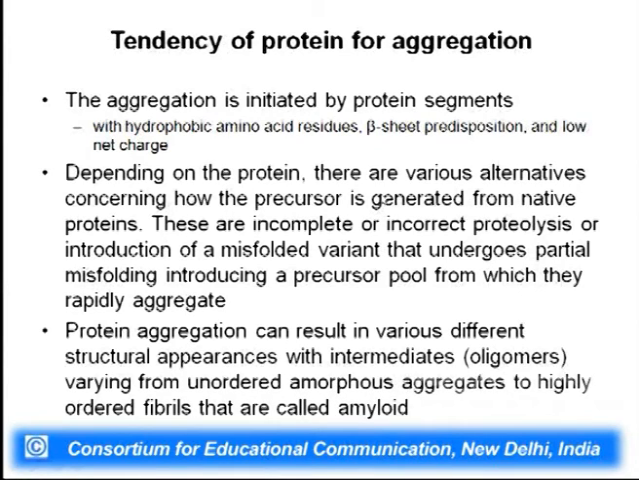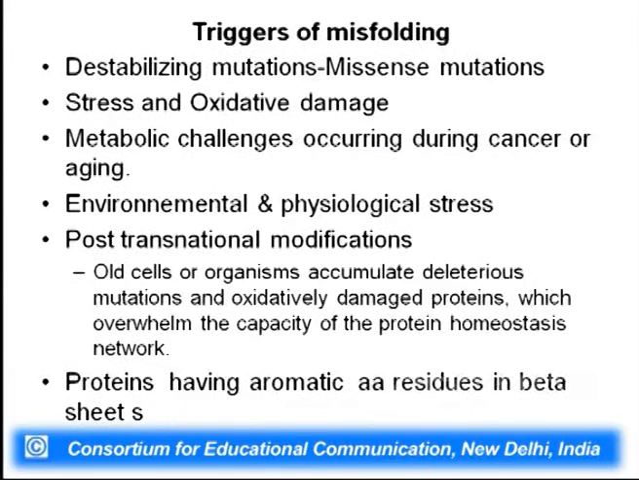So, there can be various alternatives concerning how the precursor is going to be formed from the native protein. There could be incomplete proteolysis of the protein, as you will see in the case of Alzheimer's disease, and that causes a misfolded component to be released, which eventually causes fibril formation and rapid aggregation. Sometimes protein aggregation can result in different intermediate forms. You will not always have a fibril, but there are subsequent oligomeric forms, protofibril forms, which will give rise to a large fibril. What are the triggers of misfolding?